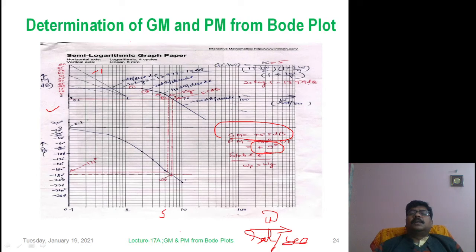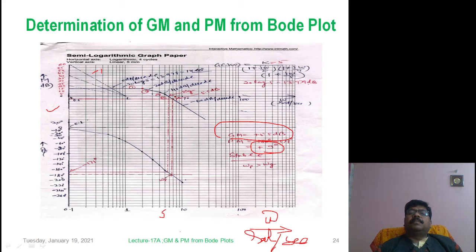So here from this transfer function you can see that k equal to 5. So 20 log 5 equal to 14, say 14 dB. So 14 dB is marked at the 0 dB, and this will continue up to 2 radian per second, up to this point.